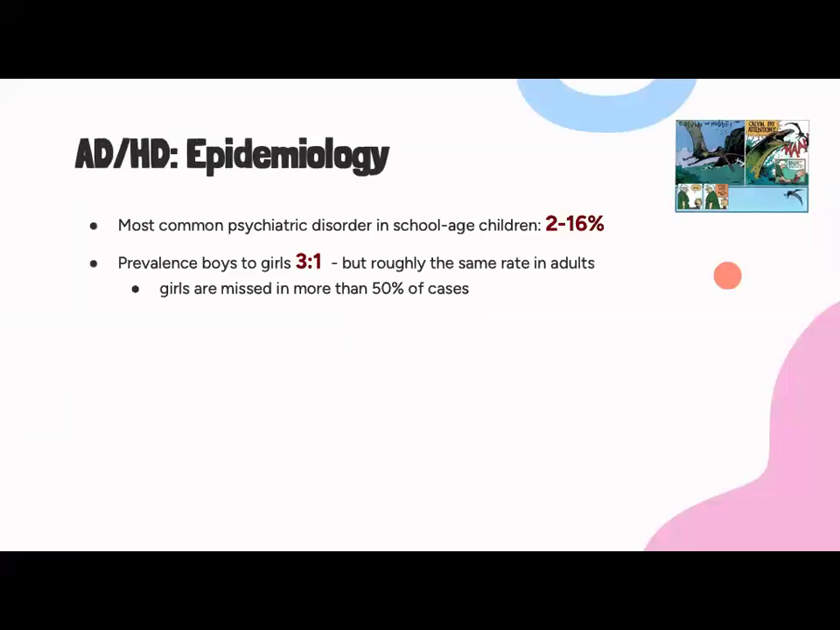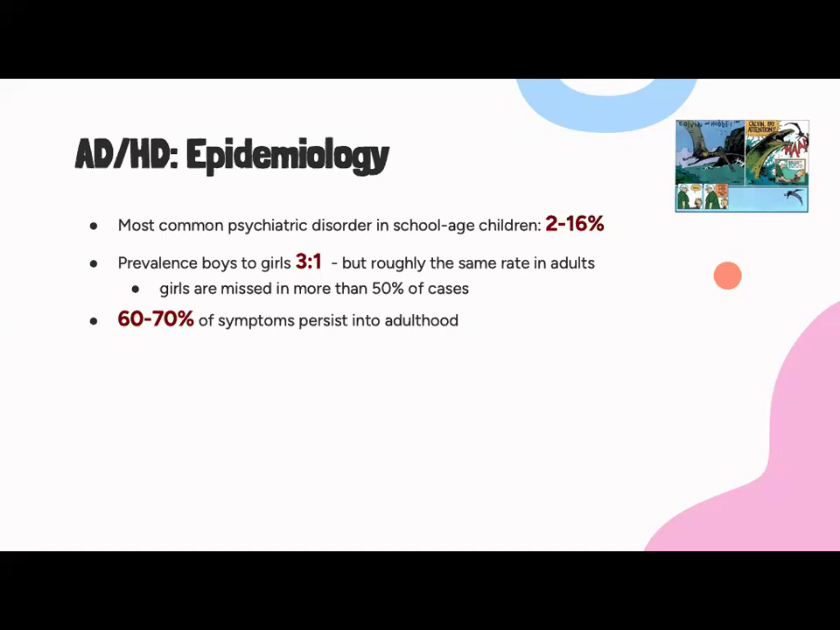In terms of epidemiology, from global stats, it's considered the most common psychiatric disorder in school-age children, in terms of disorders that we use the DSM to diagnose, with up to 16% in some studies. And classically, and this has always been interesting, when we diagnose it in children, it's usually diagnosed more in boys than girls. But when you look at the statistics in adults, you find that the ratio between men and women with ADHD is about the same. And the reason for that is that we are actually missing quite a large number of girls with ADHD and diagnosing them with other things.